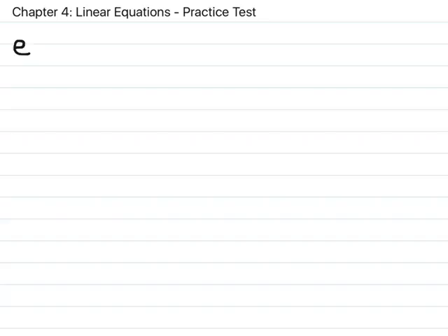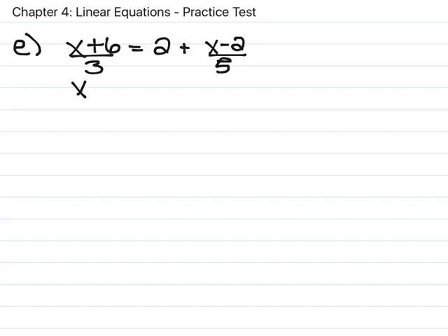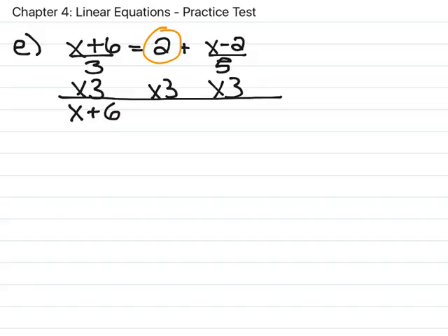Question E. So you have x plus 6 divided by 3 is equal to 2 plus x minus 2 divided by 5. So I'm going to start by getting rid of the fractions. Because I'm dividing by 3, I'm going to multiply everything by 3, being sure to remember this too. So you will be left with x plus 6 is equal to 6 plus 3x minus 2.